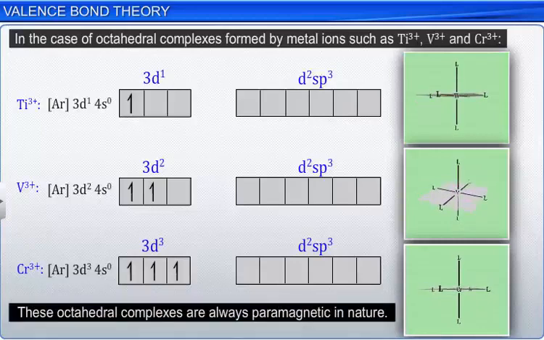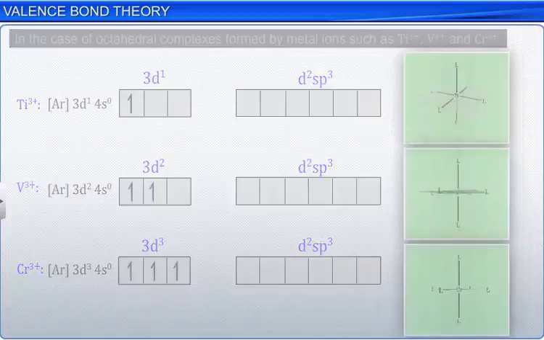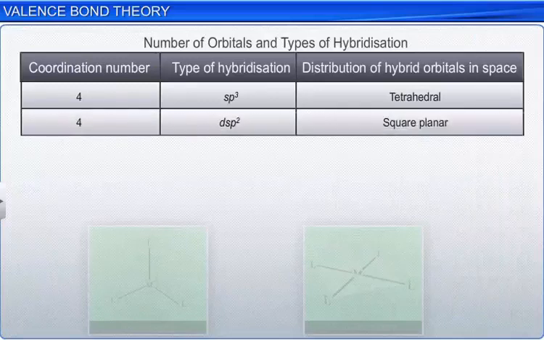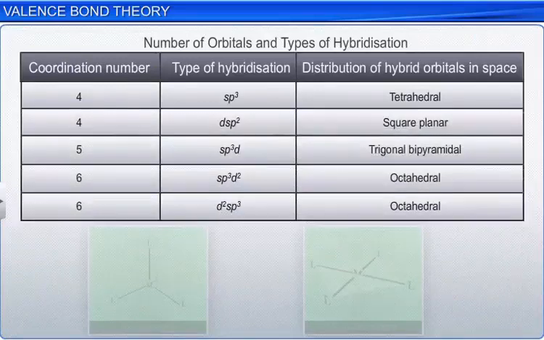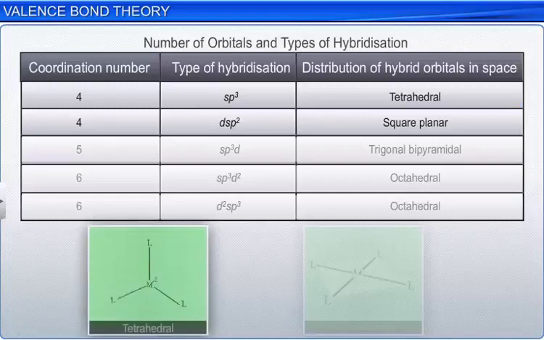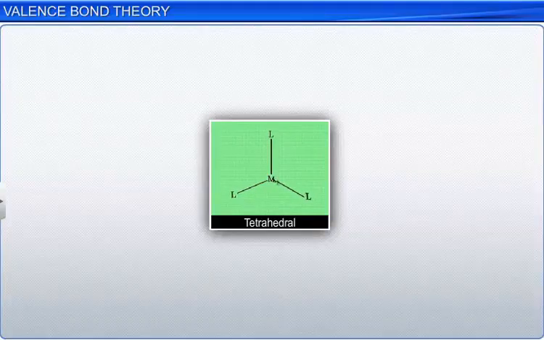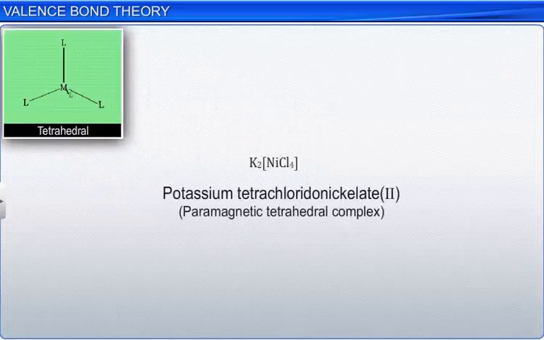Now let's study complexes with the coordination number 4. You know that when the coordination number is 4, the complex may either have tetrahedral geometry or square planar geometry. We will first examine a paramagnetic tetrahedral complex, potassium tetrachlorido nickelate(II).